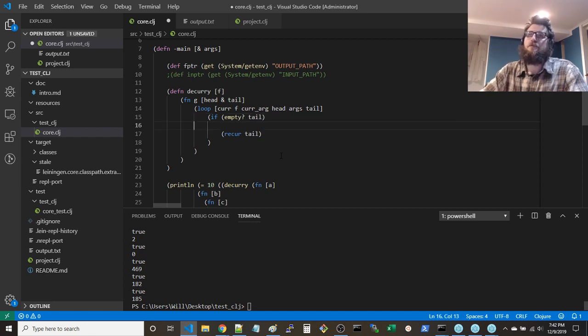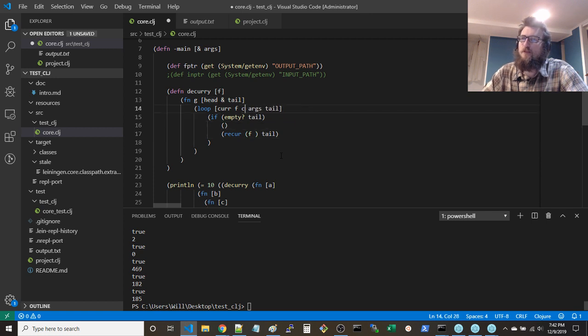So the tail is empty. You're going to return. You're actually going to use this current argument. F. Yeah. So F of. Really, we don't need this. Well, yeah, I guess we do.